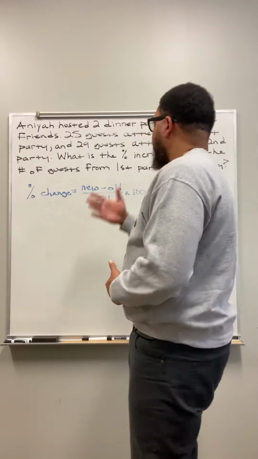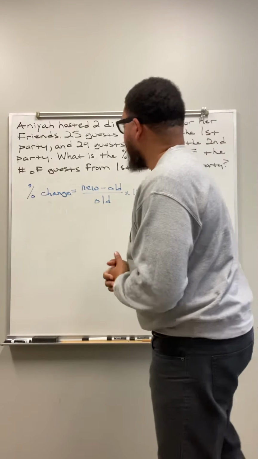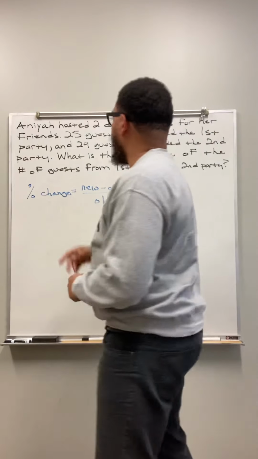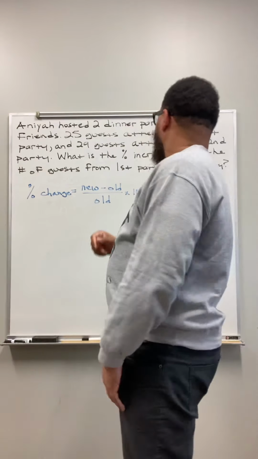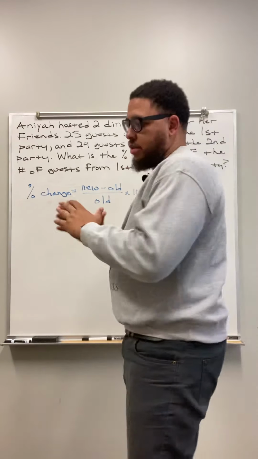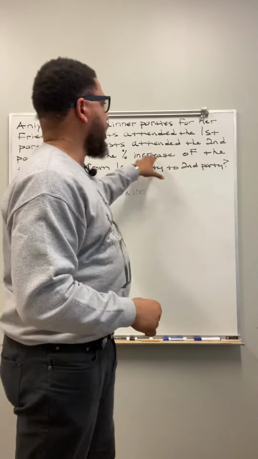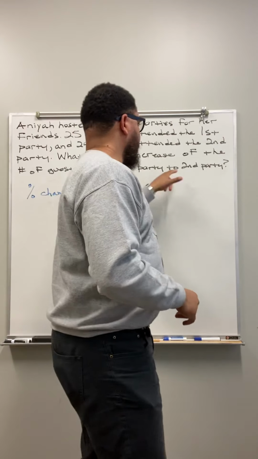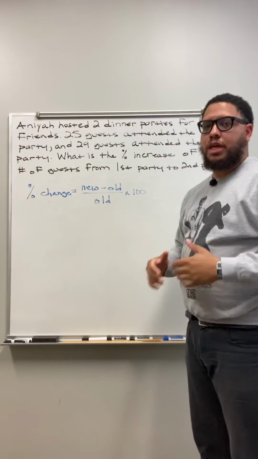All right, so like I said, Anaya hosted 2 dinner parties for her friends. 25 guests attended the first dinner party, and 29 guests attended the second dinner party. What is the percentage? Now, this is the important part, the most important part, I should say. What is the percent increase of the number of guests from the first party to the second party? So that's the actual question that's being asked. What is the percent increase?